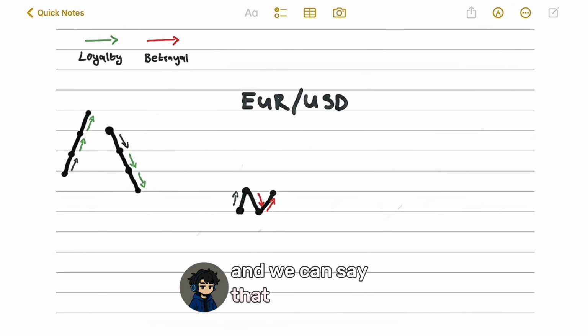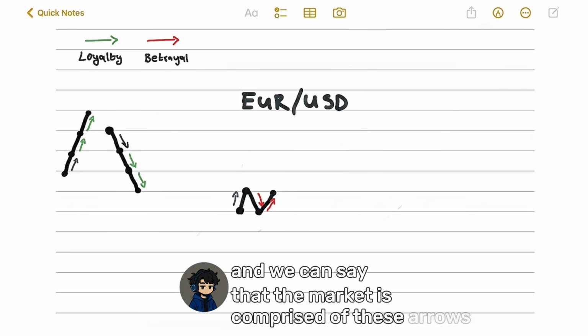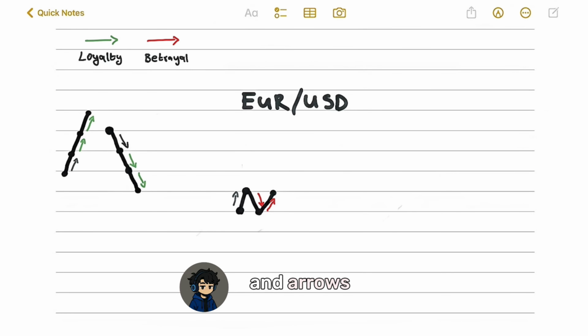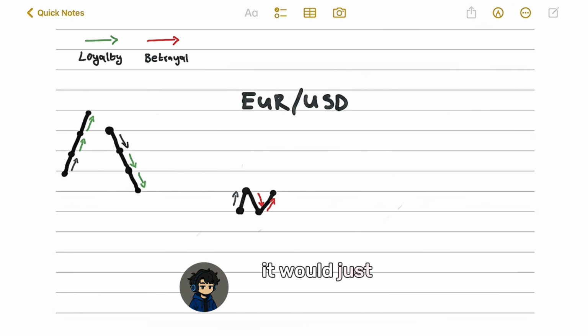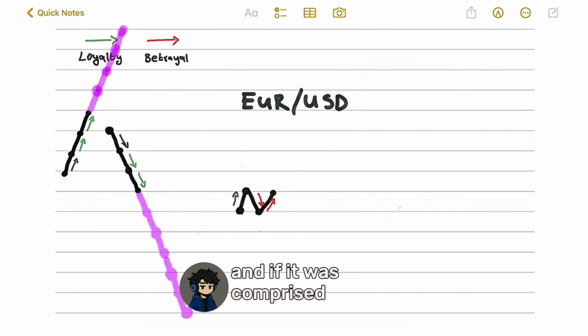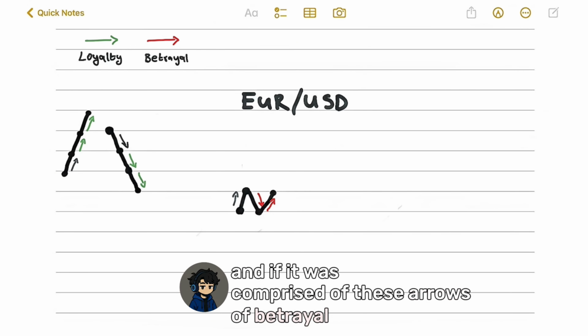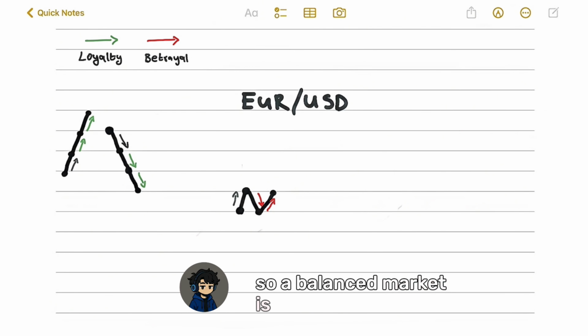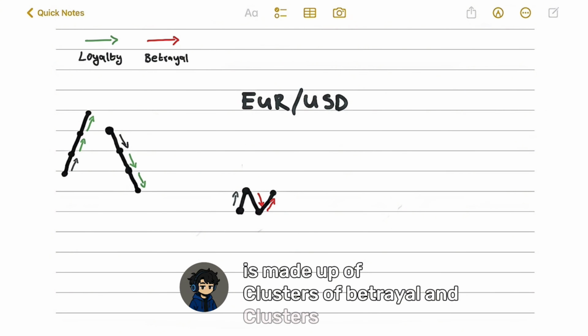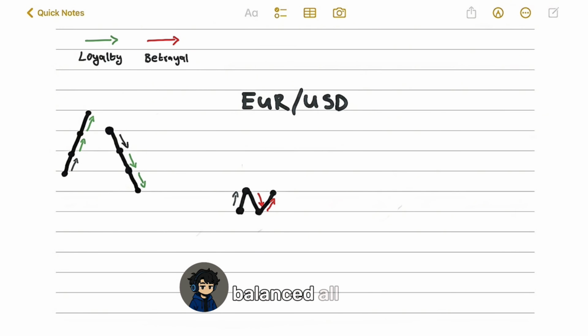And we can say that the market is comprised of these arrows of loyalty and arrows of betrayal. Okay, let me say clusters of loyalty and clusters of betrayal, because if the market was only comprised of arrows of loyalty, it would just go up indefinitely or go down indefinitely. And if it was comprised of only arrows of betrayal, it would just go sideways indefinitely. So a balanced market is made up of clusters of betrayal and clusters of loyalty balanced all together.